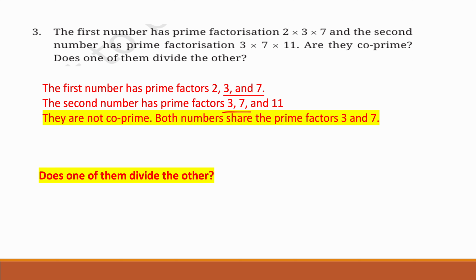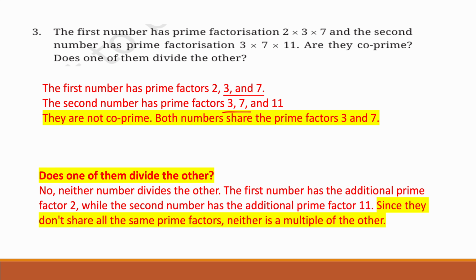Does one of them divide the other? No, neither number divides the other. The first number has the additional prime factor 2, while the second number has the additional prime factor 11. Since they don't share all the same prime factors, neither is a multiple of the other.